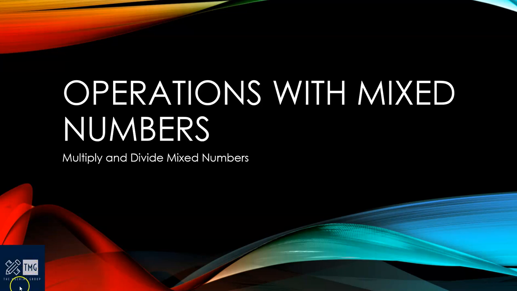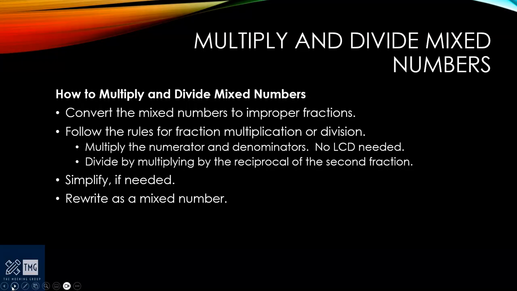Fractions with mixed numbers, let's multiply and divide. First, how do we do this? Well, if we're multiplying and dividing mixed numbers, either one, we first convert the mixed number to an improper fraction, and then we just use the rules for multiplication and division of fractions. We simplify, write our final answer as a mixed number.